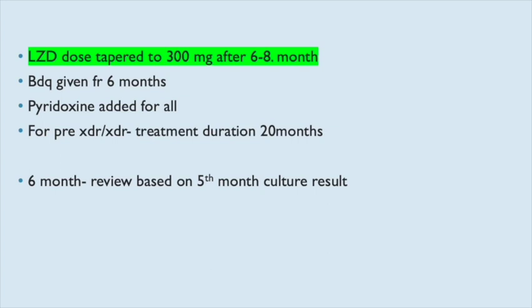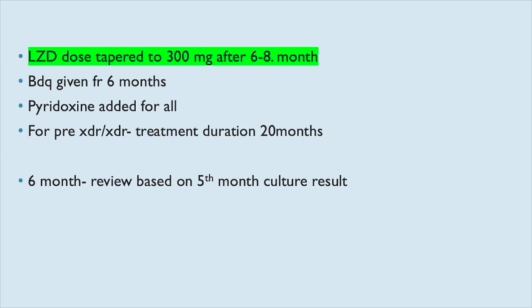Linezolid, once continued after 6 months, the dose will be tapered to 300 mg. Bedaquiline is given only for 6 months. So once the initial phase is over, the patient will stay on linezolid, bedaquiline. So linezolid, bedaquiline and levofloxacin initially amongst Group A, and after 6 months bedaquiline goes away and patient stays on levofloxacin, linezolid along with the cycloserine as well as clofazimine.